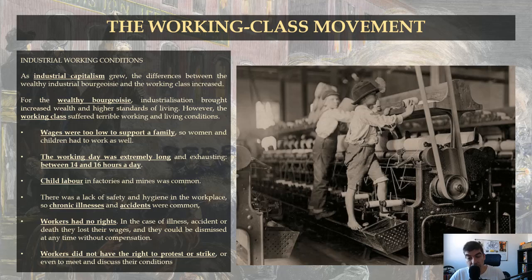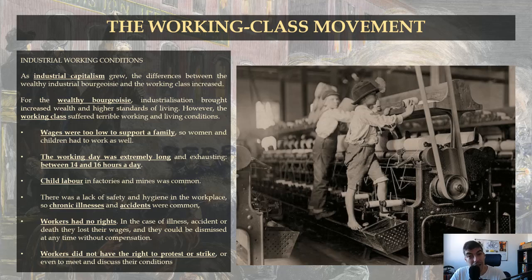Child labor in factories and mines was common. Here you have 2 children working in a spinning machine in a factory. There was a lack of safety and hygiene in the workplace, so chronic illnesses and accidents were common. As you can see here, these children have no security in this factory. So they could fall down, or even suffer injuries, and well, they were very common.